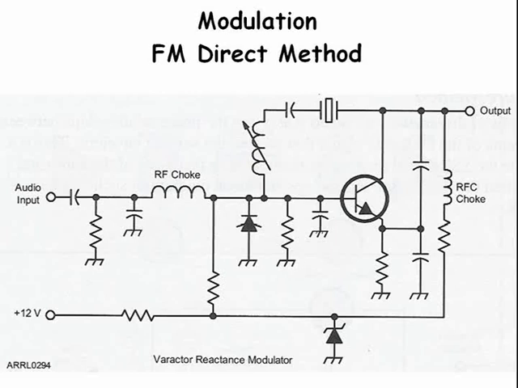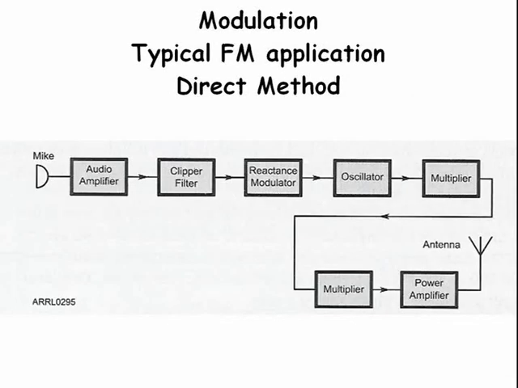This is the schematic of a reactance modulator. It produces direct frequency modulation. It consists of a varactor diode or a transistor which produces variable reactance in the frequency producing circuit of an oscillator. Here is an example of how you could use a reactance modulator. The audio input signal causes the capacitance of the varactor to change, which changes the inductor-capacitor ratio of the oscillator's tank circuit and its frequency.